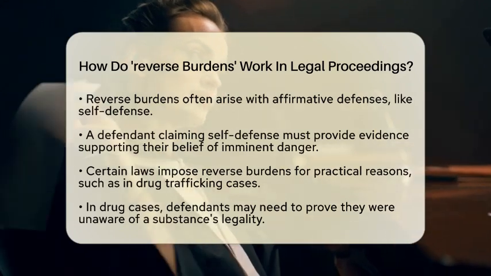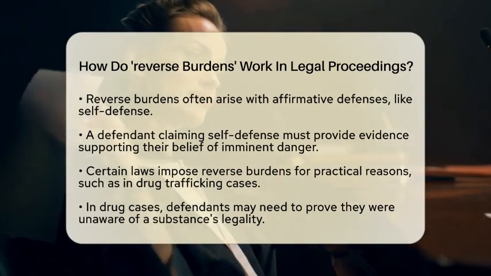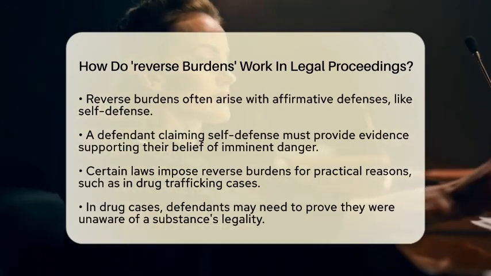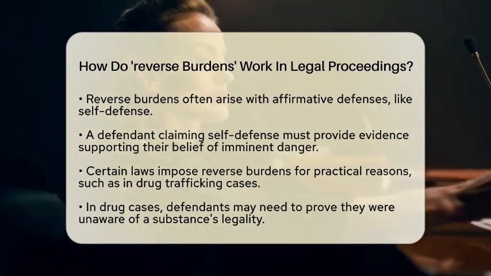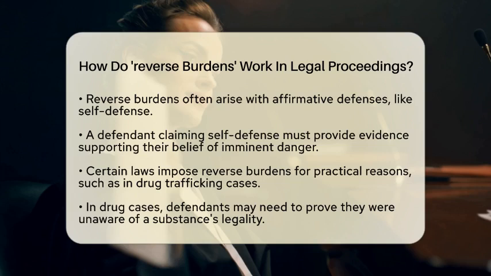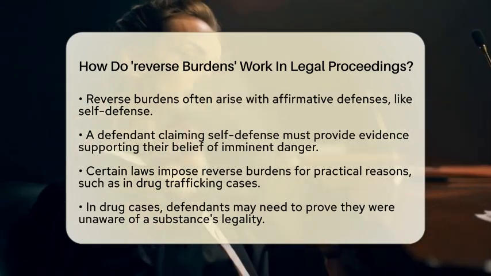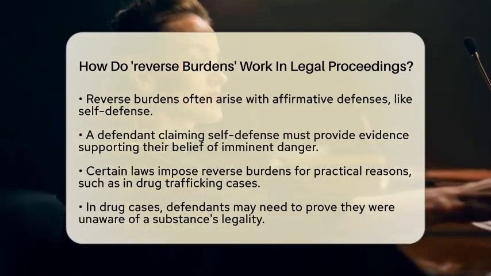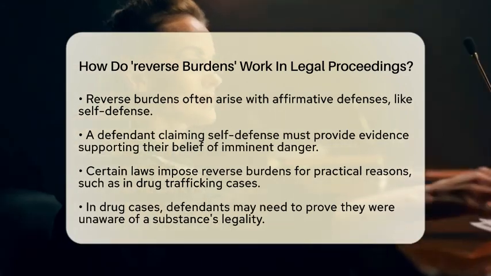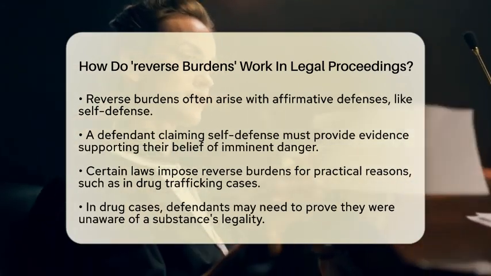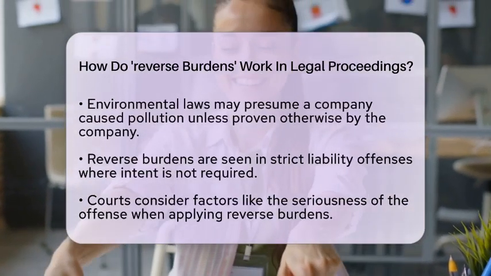For example, if a defendant claims self-defense, they may need to prove that they had a reasonable belief they faced imminent danger. This means they must provide evidence supporting their claim rather than the prosecution having to disprove it. Certain laws also impose reverse burdens for practical reasons. In drug trafficking cases, for instance, a defendant might have to show they did not know a substance was illegal. Similarly, environmental laws may presume that a company caused pollution unless it can prove otherwise.